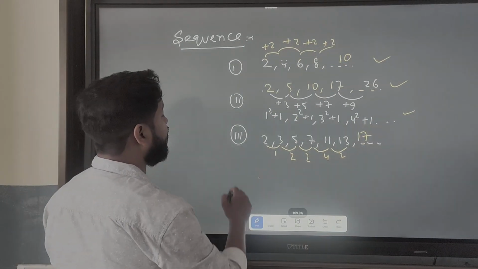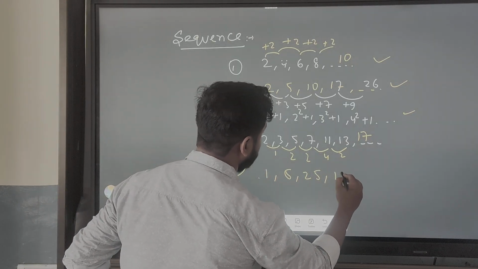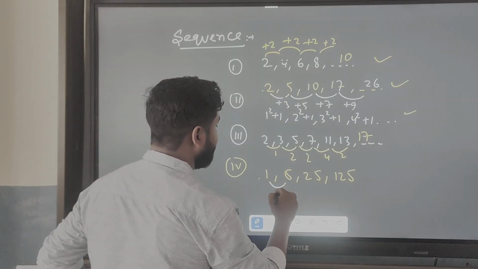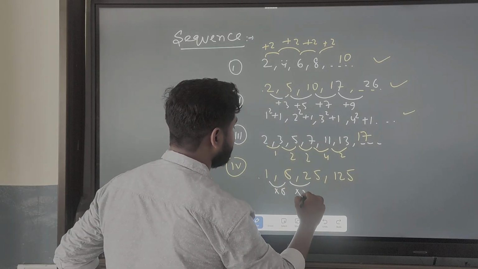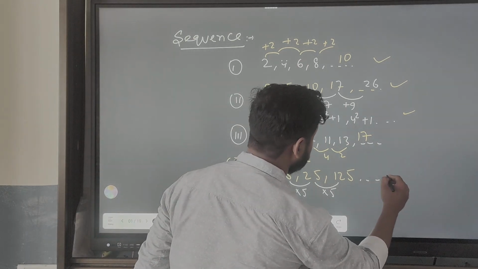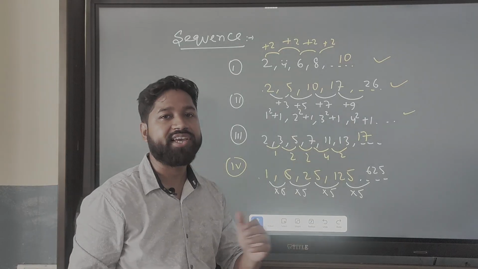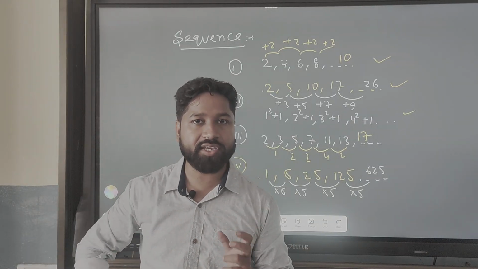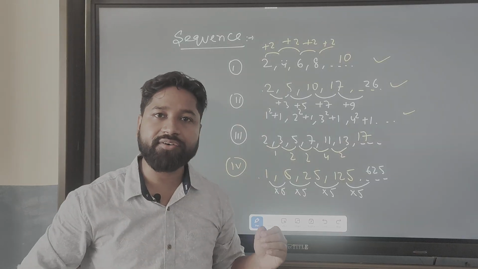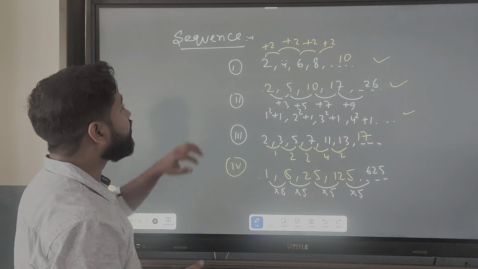One more thing. Tell me about this one: 1, 5, 25, 125. Is that a sequence? You'll say yes sir, each number is getting multiplied by 5. If I ask you the next number, you'll say 625. So yes, it's a sequence. I hope it is clear what a sequence is: numbers written which follow some kind of pattern. Okay, so sequence is clear.